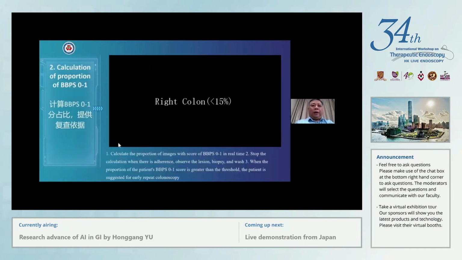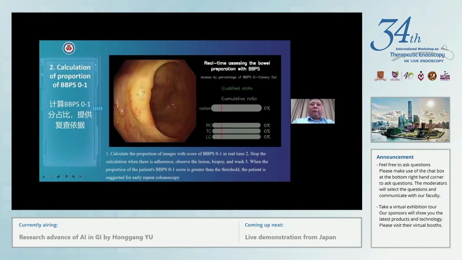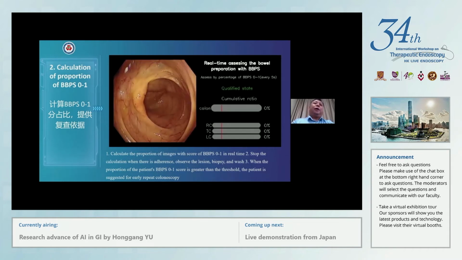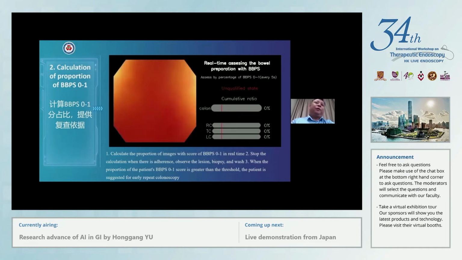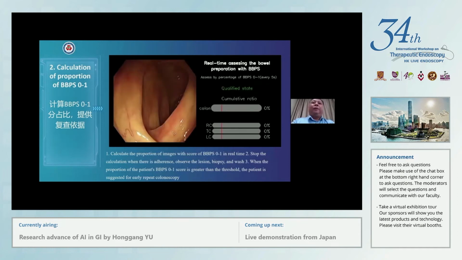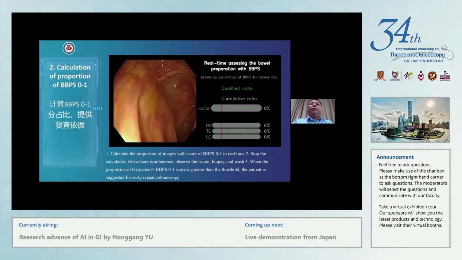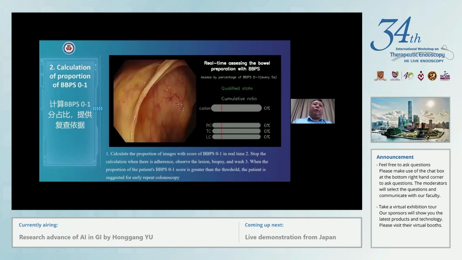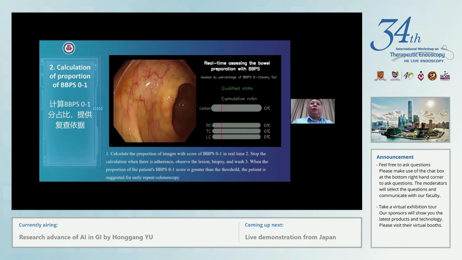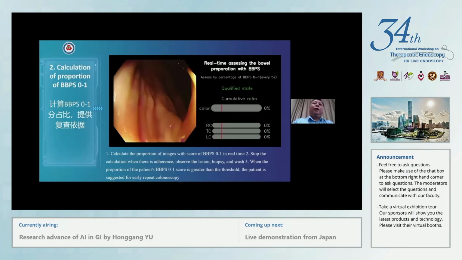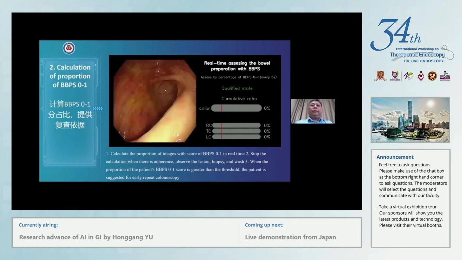We found a very interesting thing. In the Boston score, the most important thing is score 1. If score 1 covers less than 15% of the whole colon, that means the preparation is not so bad. But if it is more than 15%, that means we must improve the bowel preparation and should repeat the colonoscopy.